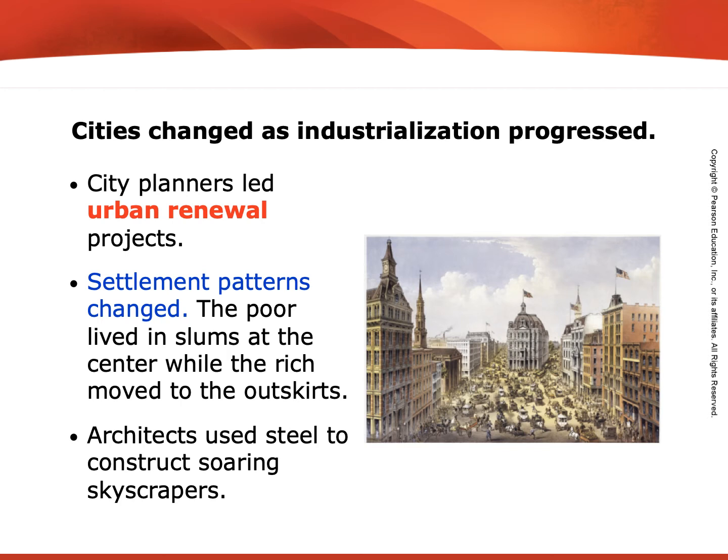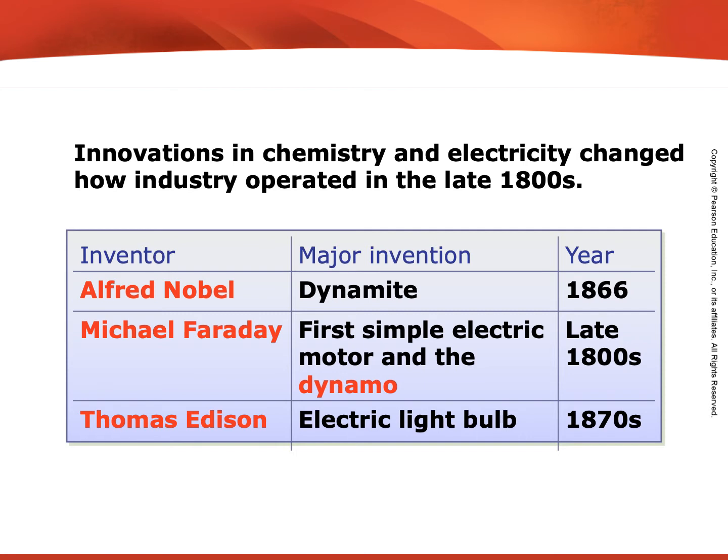There are some more inventions that are created in the 1800s. Dynamite is invented by Alfred Nobel, who didn't want to be known for inventing dynamite. He wanted to be known for giving prizes to people who had invented or come up with new ways of doing things. He started the Nobel Peace Prize.